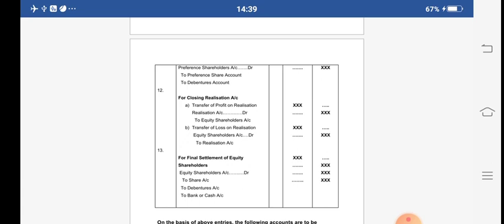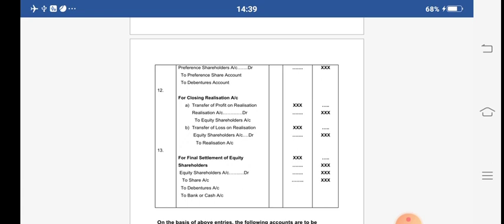And number 12, for closing realization account. In that there are two entries we have to pass. In the case of transfer of profit on realization account, you pass the journal entry like this: realization account debit to equity shareholders account credit. And if it is the transfer of loss on realization account, then equity shareholders account debit to realization account credit. Vice versa we have to do at the time of closing realization. If it is profit, one entry; if it is loss, a different entry.